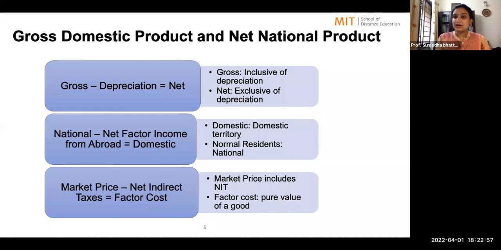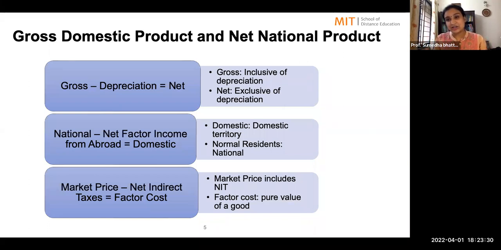Whatever income is generated within the domestic territory by the military establishments of foreign countries or foreign embassies is not a part of our domestic territory. Similarly, what we add is Indian embassies abroad and Indian military establishments abroad, which are a part of our domestic territory. After all these adjustments, whatever income is generated within the domestic territory of the country is a part of our gross domestic product.